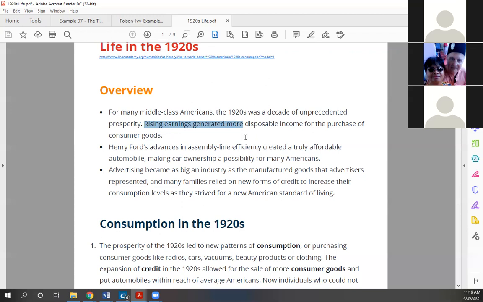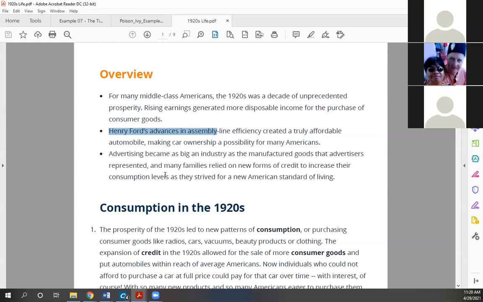What are you going to do with that money? You might take a vacation. You might buy one of these cars we're going to talk about. All kinds of new consumer products, consumer goods. Okay, so that's one thing. Henry Ford's advances in assembly line efficiency created a truly affordable automobile, making car ownership a possibility for many Americans. And interestingly, advertising became as big an industry as the manufactured goods that advertisers represented. And many families relied on new forms of credit to increase their consumption levels as they strived for a new American standard of living.